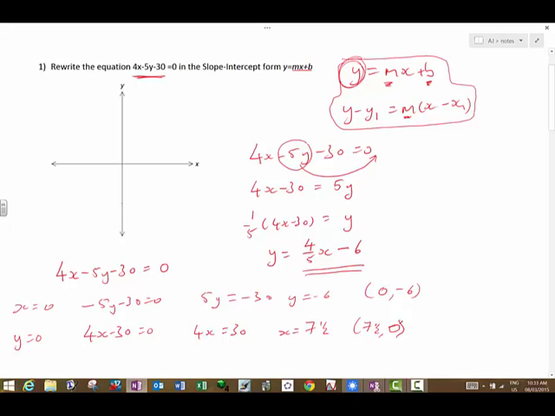So we have a y-intercept of minus 6 and an x-intercept of 7.5, and again this corroborates what we had from the slope-intercept form: a y-intercept of minus 6, which we have, and a slope which is definitely positive but less than 1. So we've definitely got this one right.